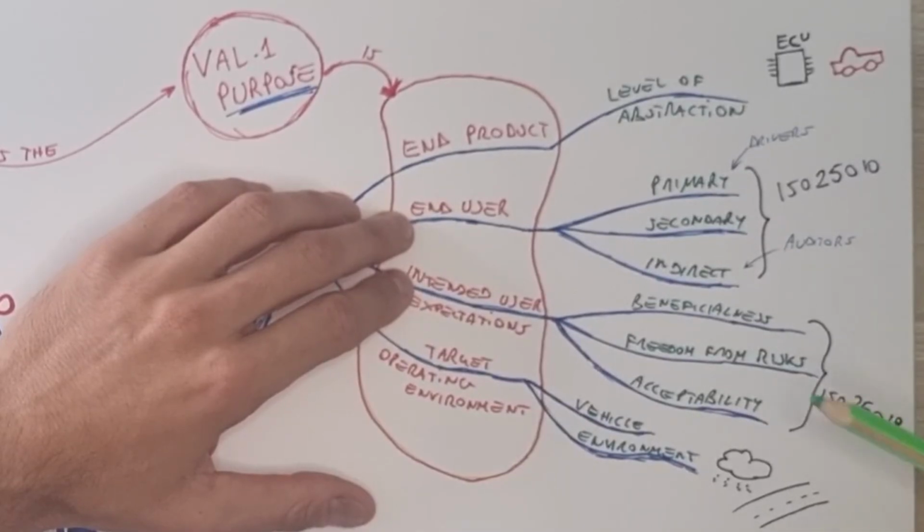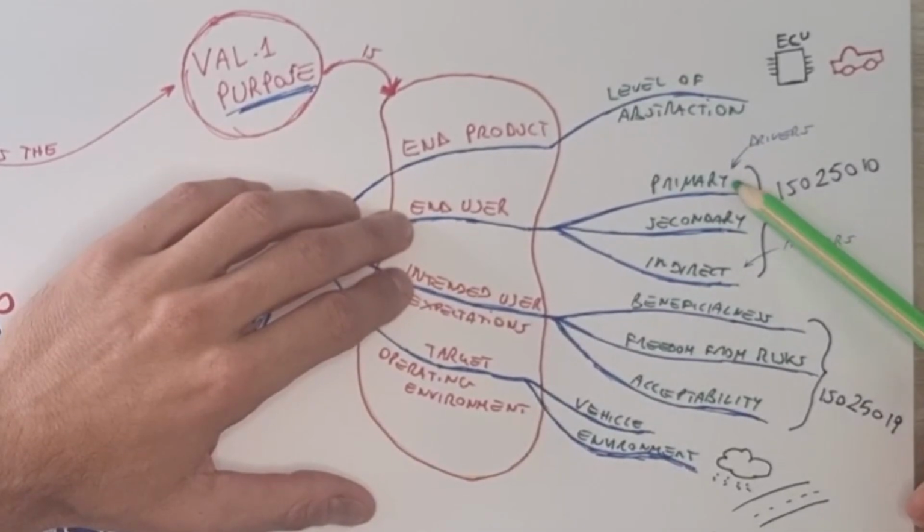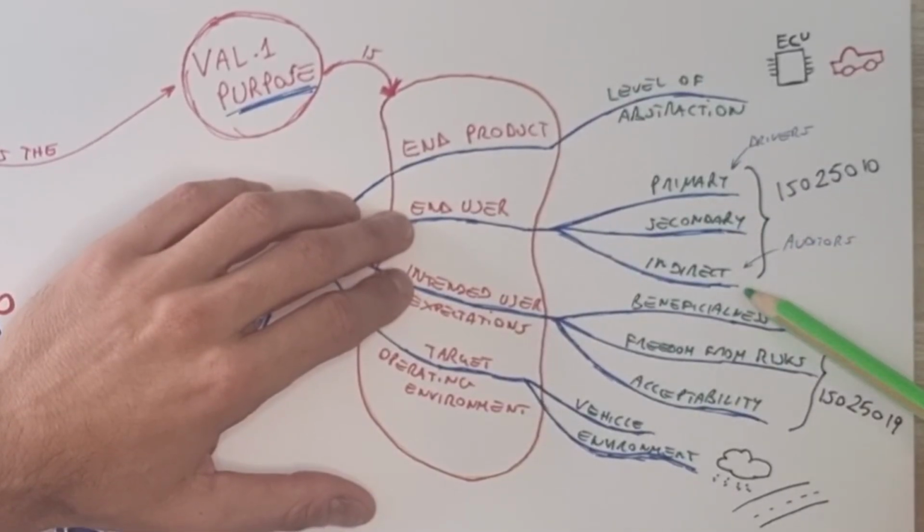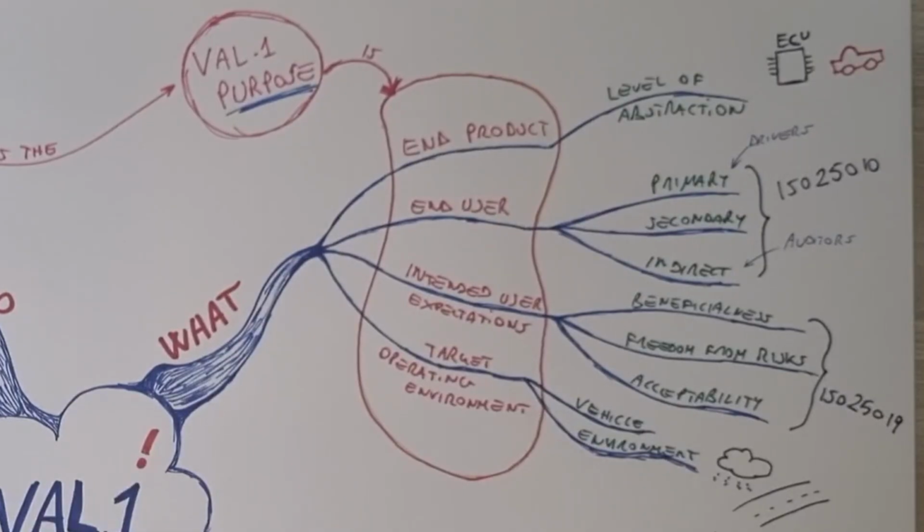Now, who are the end users? According to ISO 25010 standard for software quality, there are three main categories: primary users, secondary users, and indirect users. Primary users, these are users who directly interact with the system to achieve their main goals, like, for example, the driver. Secondary users, these are people who support or maintain the system, such as workshop technicians or diagnostic engineers. Indirect users are users who don't interact with the system directly, but that are affected by its behavior, like, for example, auditors ensuring compliance with safety, cybersecurity, or homologation rules.